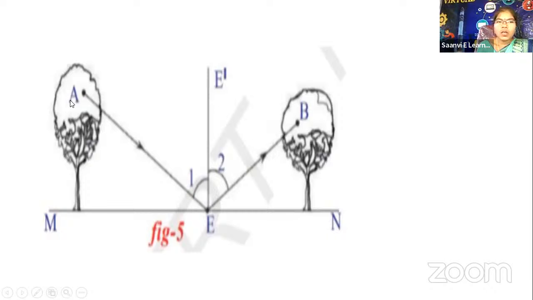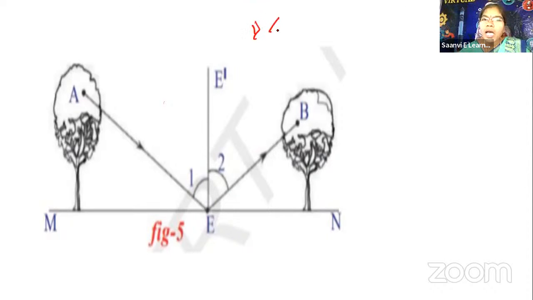So the crow, when it is at A, if it picks the grain from point E, then when it reaches B, these angles are equal and angle I is equal to angle R. So this is the first law of reflection. All of you remember, the laws of reflection are two.